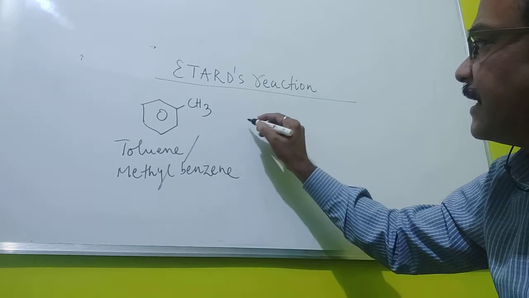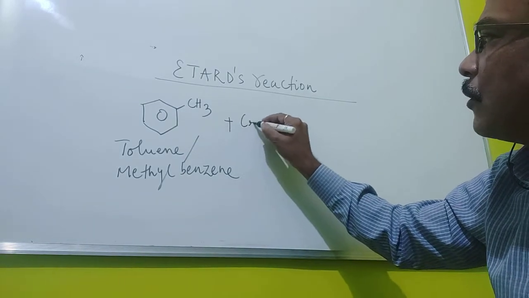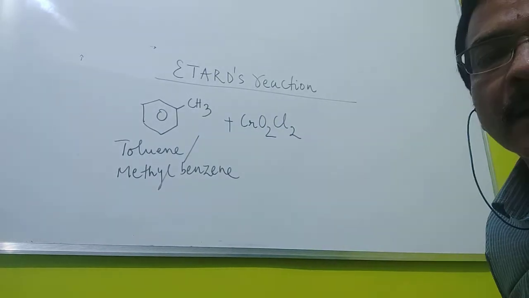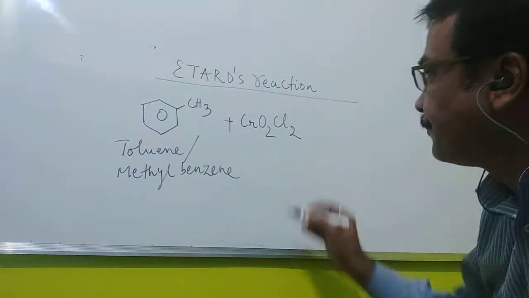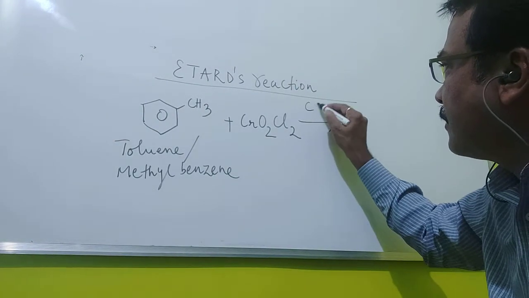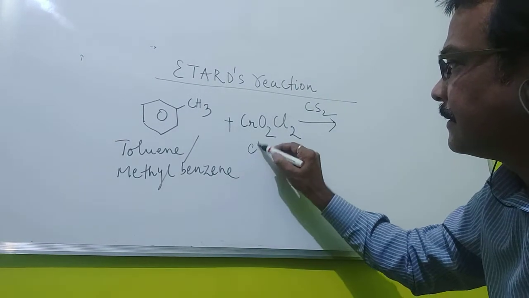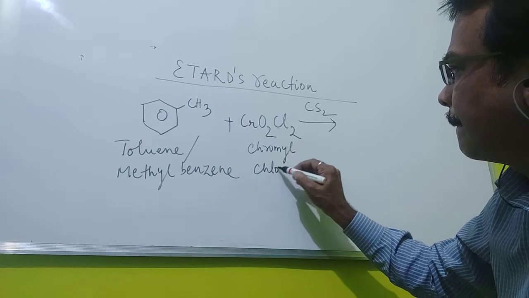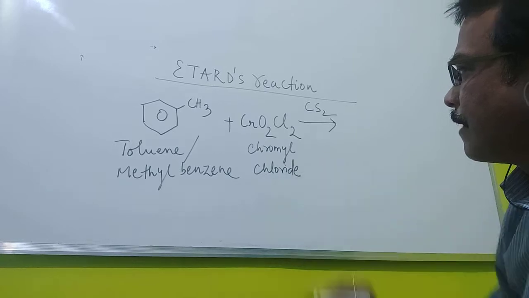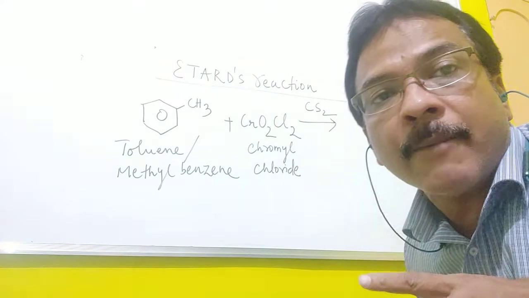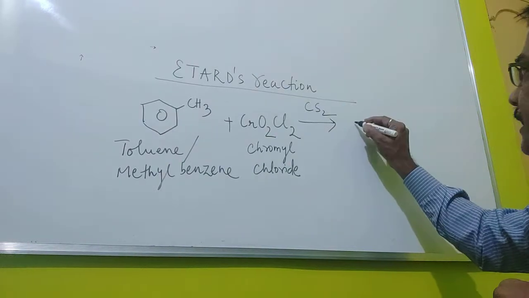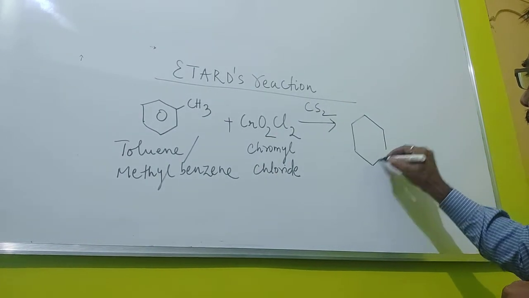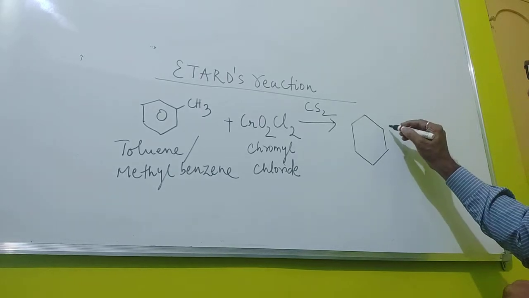Methyl benzene with chromyl chloride. That is a completely inorganic compound, chromyl chloride, in the presence of carbon disulfide catalyst. You write the name here, chromyl chloride. So here a brown complex is formed. What is that complex? That is a chromium complex, which is brown in color.